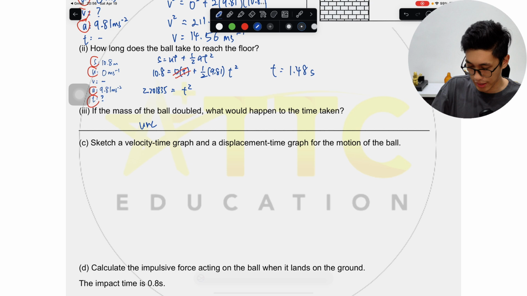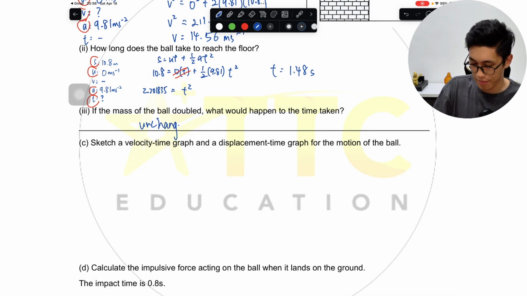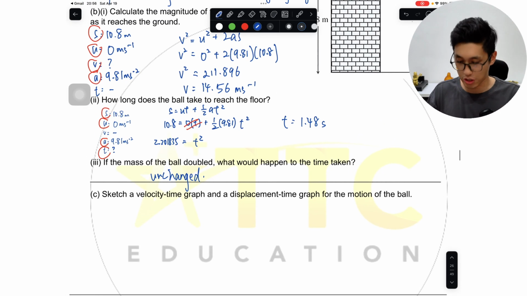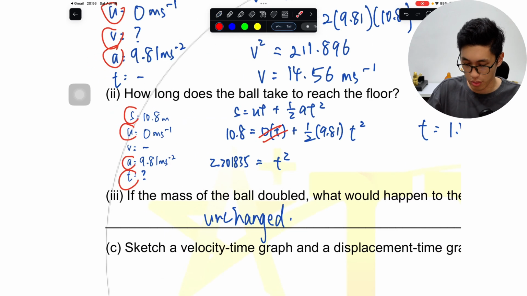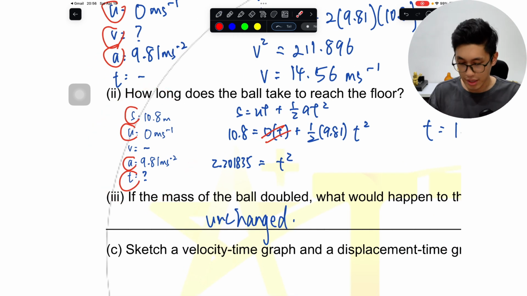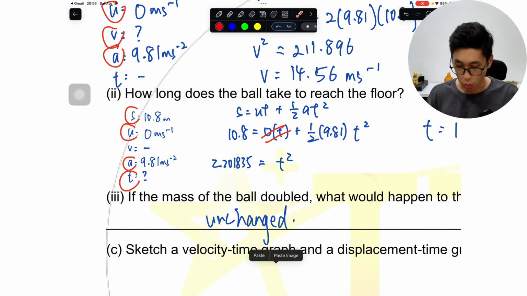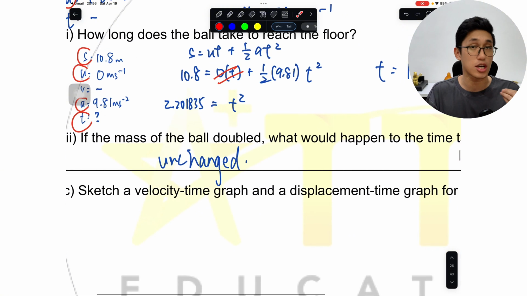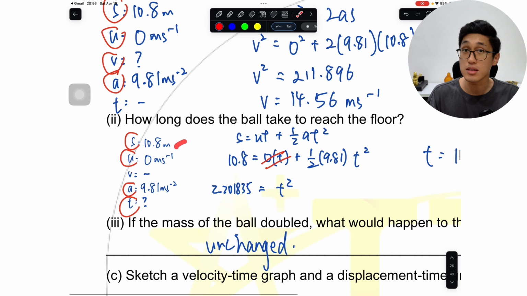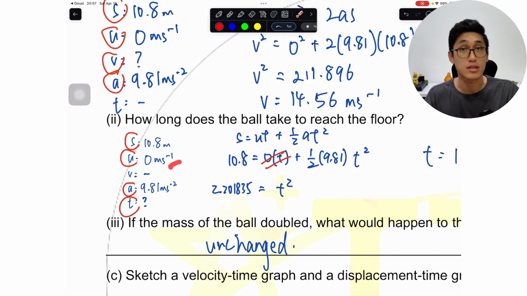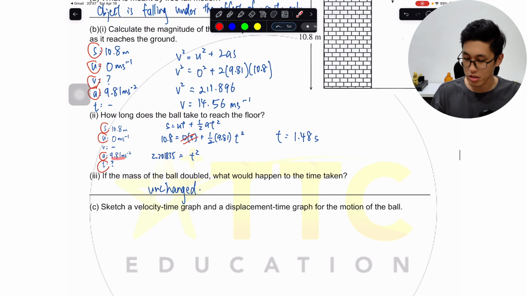Now, another way to prove to you that it's going to be unchanged is when you look at the formula, this SUVAT. Did you change anything in the SUVAT when the mass of the ball doubled? Did you change your falling distance? No. Did you change your starting velocity? No. Did you change the acceleration? No, this is due to gravity. So everything is the same. Of course, you're going to get back the same answer, the same time.